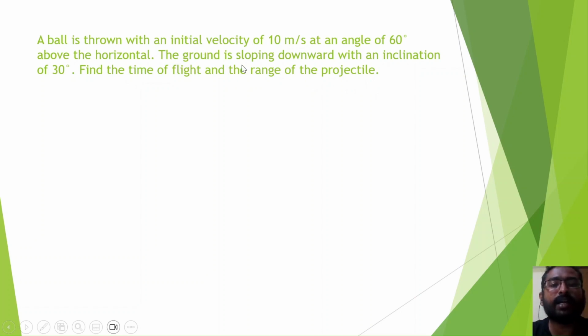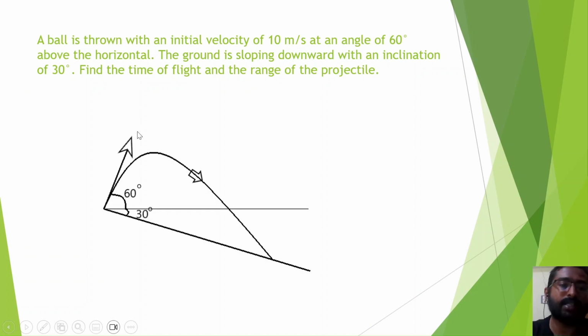It is saying that the ground is sloping downward with an inclination of 30 degree, okay. So let's see the image, okay. This is the image. So this is the initial velocity vector and it is making an angle of 60 degree with the horizontal, and the ground is actually sloped down with an angle of 30 degree, okay. And this will be the path of the projectile, okay. It is not our usual projectile motion, okay.